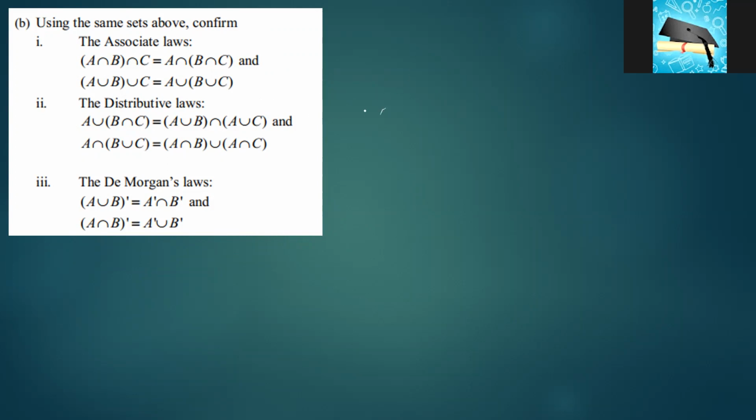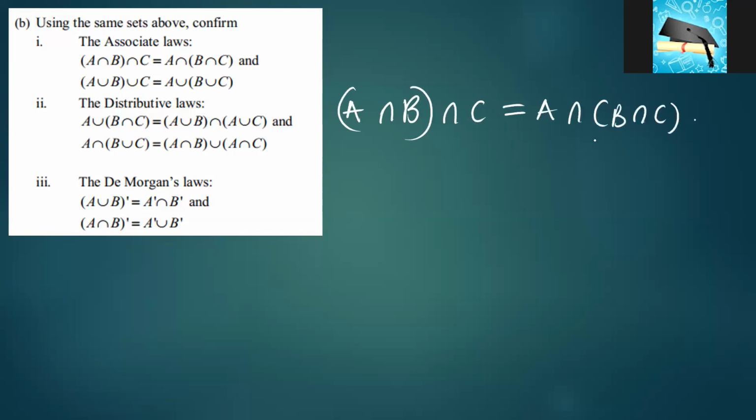So the first one there, we're trying to prove that A intersection B intersection C is equal to what? A intersection B intersection C. So now we're trying to prove that this is equal to that. When you're dealing with associative, remember what I said, you only consider the position of brackets. So associative just talks about the position of brackets. You can see that we've changed the brackets from these two sets to B and C there.